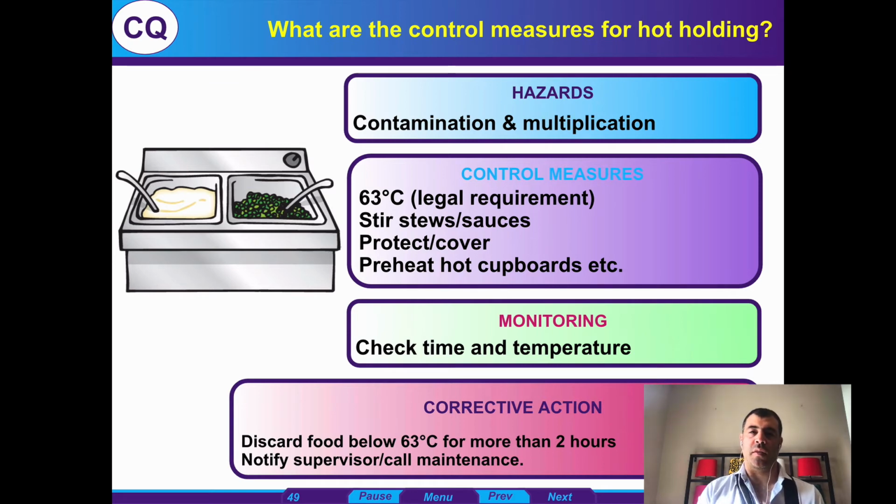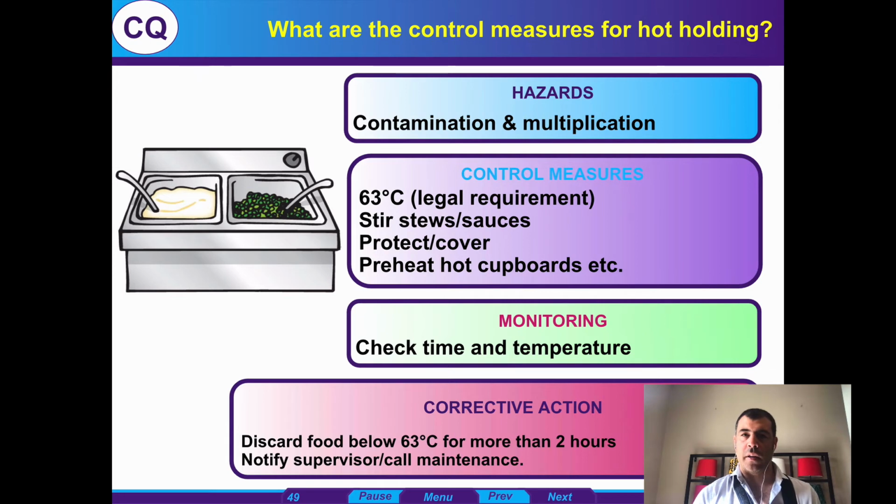You need to stir stews and sauces, keep the food protected and covered, and preheat hot cupboards. What relates to 63 degrees is the temperature of the food, not the temperature of the device. That means the device needs to be heated before the food gets in it. Monitoring is done by checking the time and the temperature. We usually do that on an hourly basis.